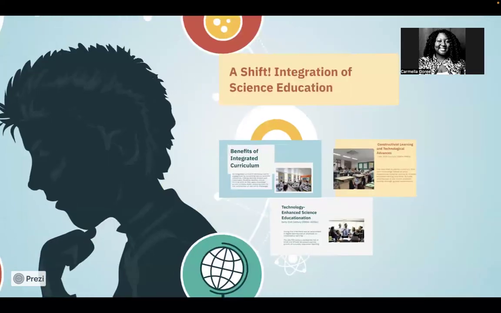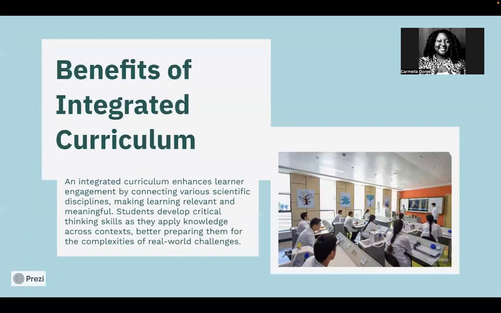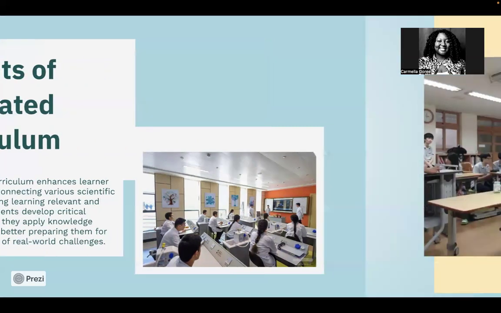So next, there was a major shift in the 20th century of science education. So it became more focused on an integrated curriculum. So there were benefits of an integrated curriculum and enhanced learner engagement by connecting various scientific disciplines, making learning relevant and meaningful. And students developed critical knowledge and thinking skills as they apply knowledge across contexts, and it prepared them for the complexities of real world challenges.